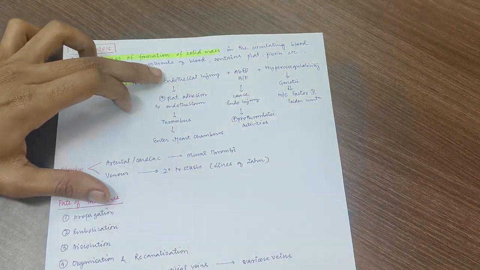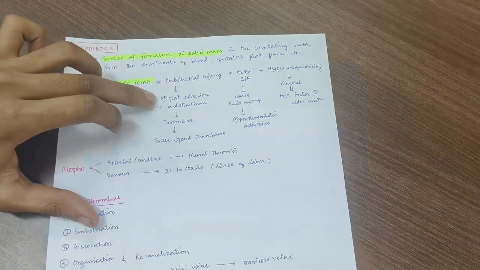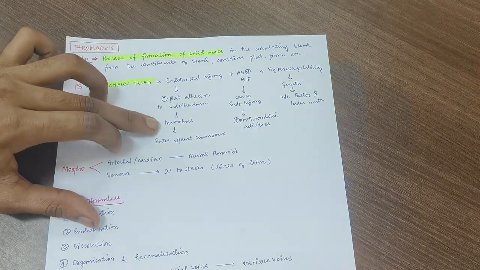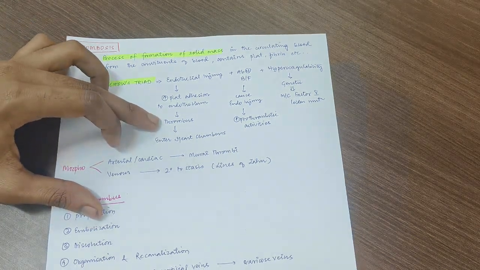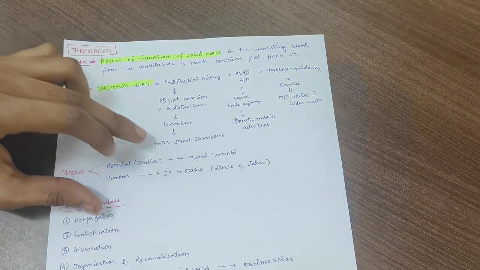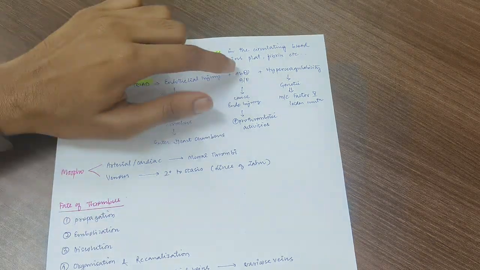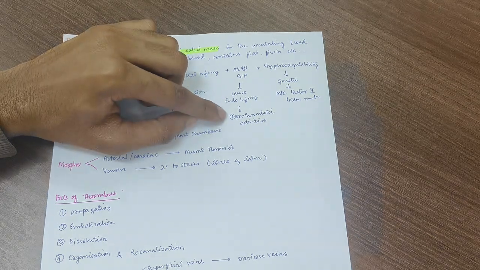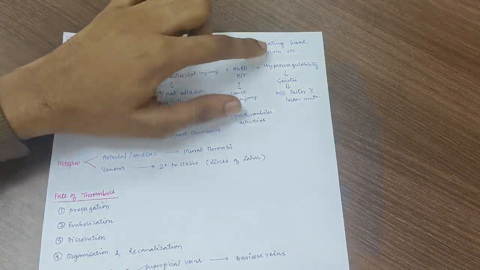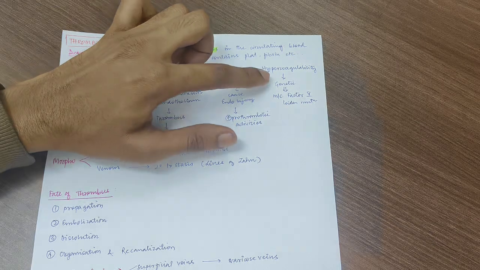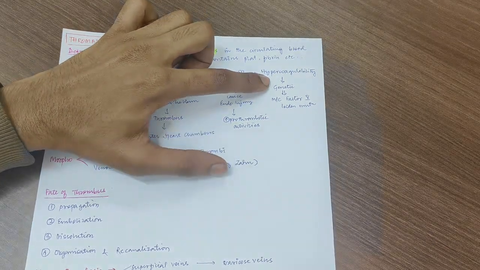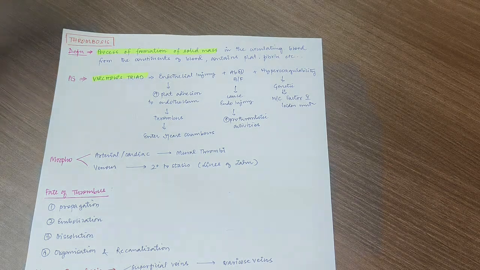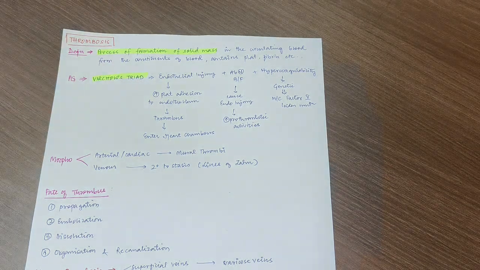So if there is increased endothelial injury, what does it do? It will cause increased platelet adhesion to the endothelium, and that will lead to thrombus formation, and the formed thrombus will enter the heart chambers. Next, abnormal blood flow will cause endothelial injury, and that will activate prothrombotic activities. Next, hypercoagulable states are mainly genetic, the most common being factor V Leiden mutation. All this will lead to the formation of thrombosis.